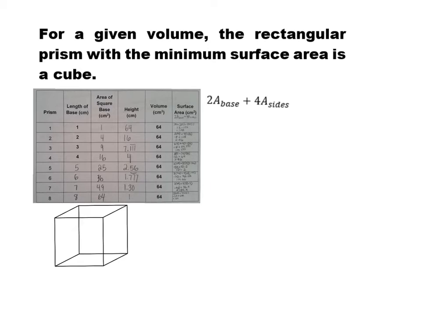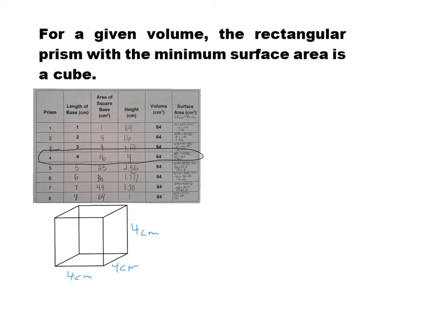The fact that for a given volume, the rectangular prism that has the minimum surface area is a cube can be seen in the chart where the area of the square base is 16 centimeters squared and the height is 4 centimeters, making the surface area 96 centimeters squared. And that can be seen right here on our chart. This means that the dimensions of the cube are 4 centimeters by 4 centimeters by 4 centimeters. So if I had a cube, it's 4 centimeters by 4 centimeters by 4 centimeters.